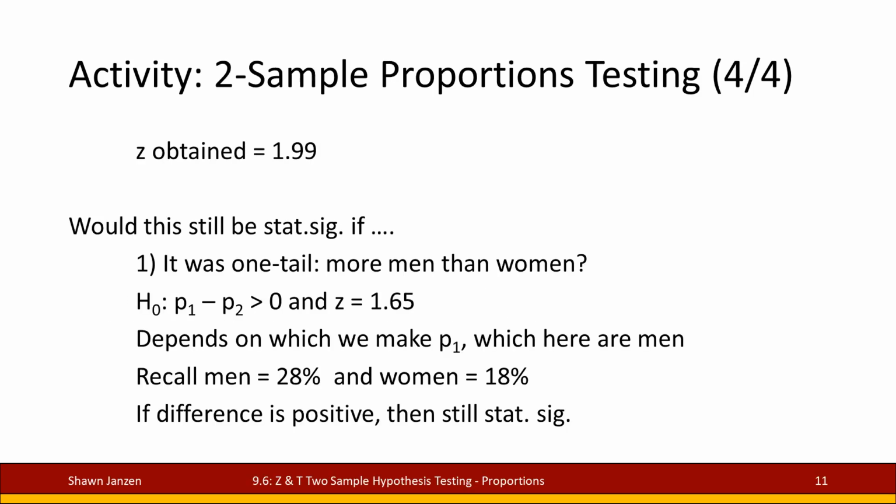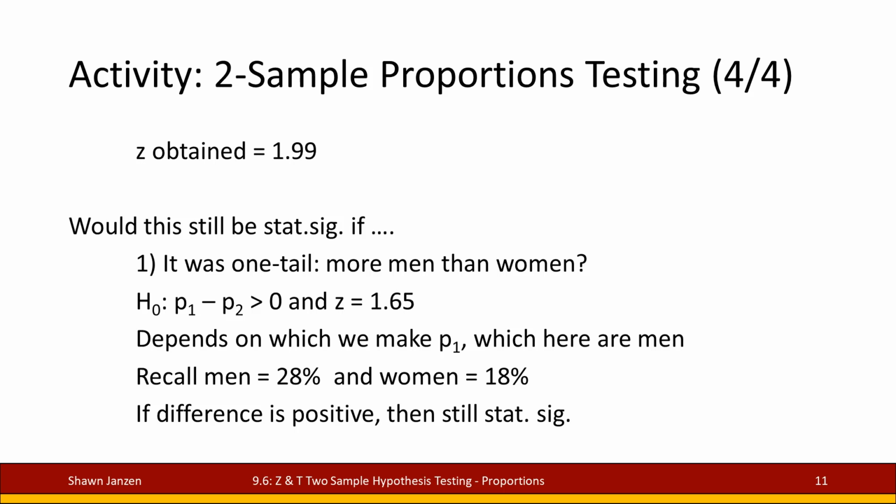Okay, so the z-score we obtained is not going to change. It's 1.99. That's going to be the same regardless. What's going to change is how we calculate z. And so when we're dealing with the one-tail test, more men than women, we're specifying more men. So we have to make sure that men are coded as P1 when we do the P1 minus P2. And a null is going to take on that directional approach to say that P1 is greater than P2. So it's going to be greater than 0. And when we're doing the one-tail test at alpha 0.05, we come up with a z-score of 1.65.